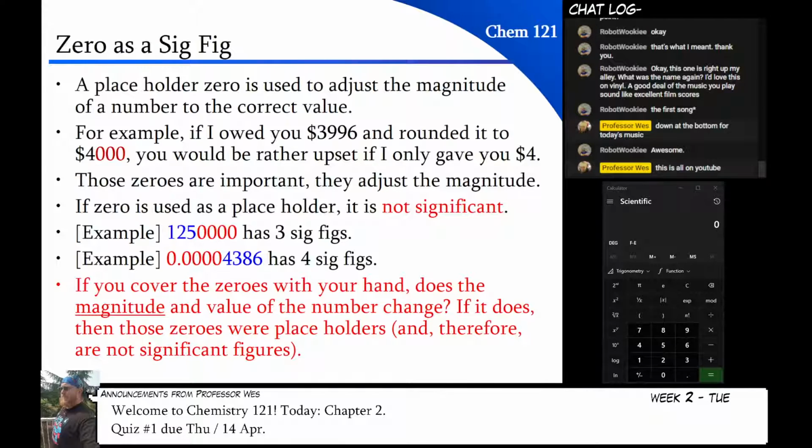Your mileage may vary. But we left off right before the break talking about placeholders. Remember, if you aren't sure if something is a placeholder or not, use the little trick where you just cover up the other digits. And if the magnitude changes and no longer is anything close to what you were working with, then those zeros must have been placeholders. Placeholder zeros are never significant. They are only written as 0 because we need them there for numbers to function how numbers work.